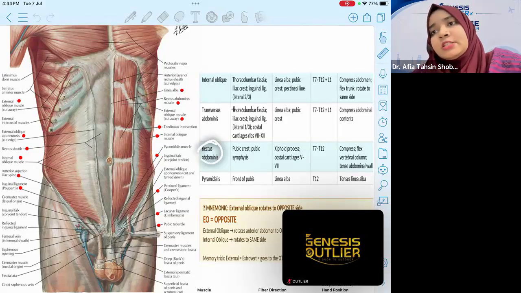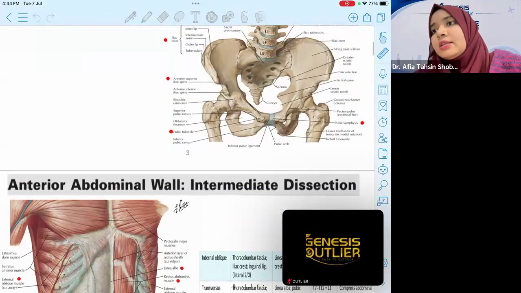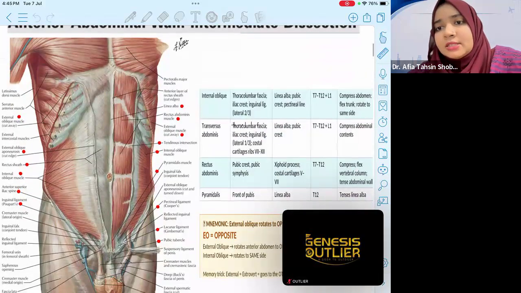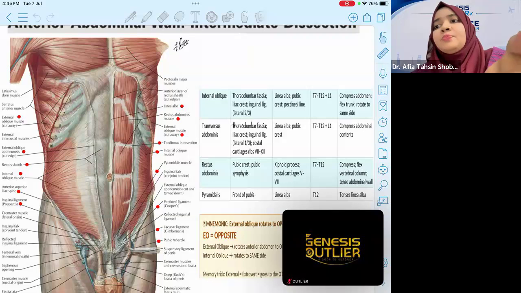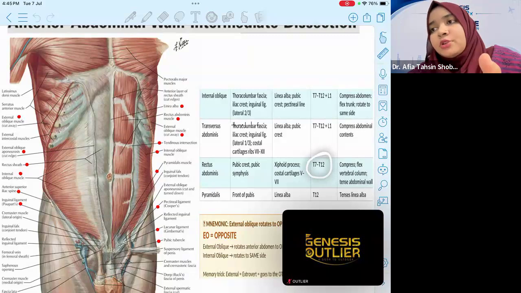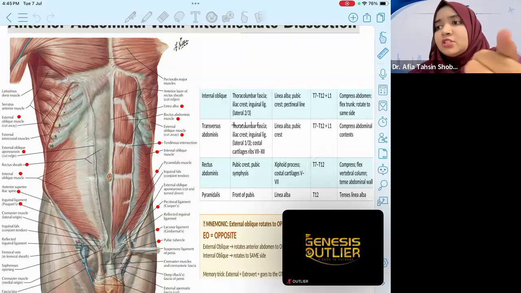Rectus abdominis muscle origin is from pubic crest and pubic symphysis. Okay, we know that pubic crest and pubic symphysis. From here, rectus abdominis muscle is originating, and it inserts into the xiphoid process. Here, xiphoid process and costal cartilage of the 5th to 7th ribs. Okay, its nerve supply is from anterior rami of T7 to T12, and it is also compressing the abdominal content. It is flexing the vertebral column, and another action is to tense the abdominal wall.